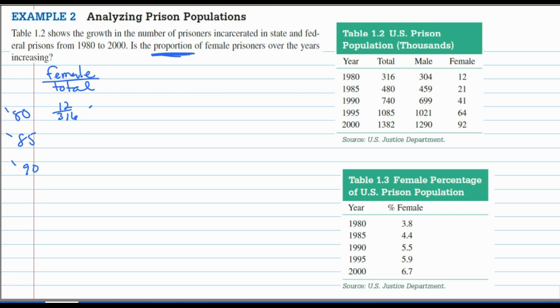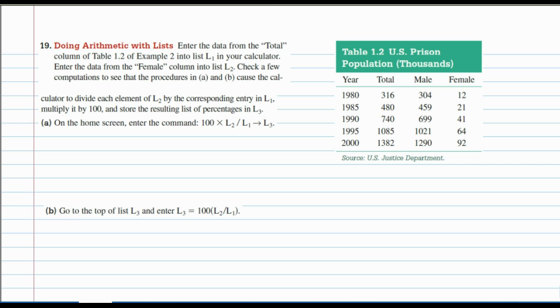316, which just so happens to have a chart down here that's already done it for us, 3.8%, which you would have gotten 0.037 something on your calculator. So you can take your calculator and divide each and every one of these, the female out of the totals. So is the proportion increasing? Yes, it is. We're actually going to do the same problem as example 2, but now we're going to use our calculator to help us with it.